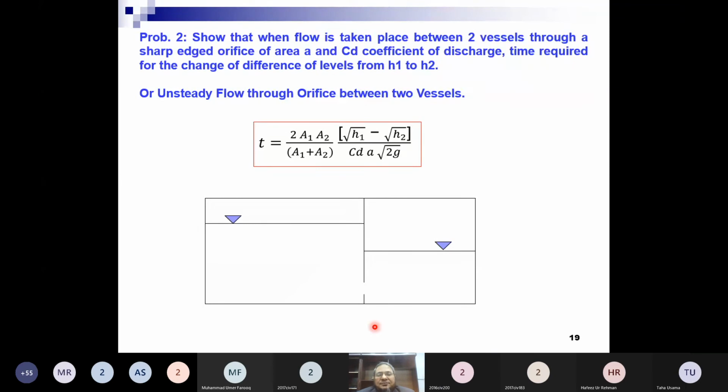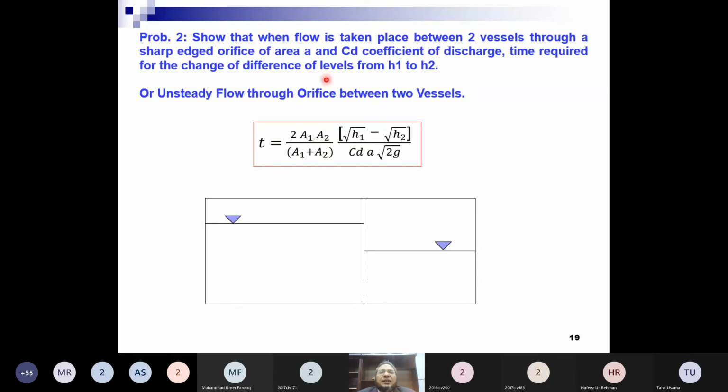Solve one more numerical. It is not numerical, it's a derivation. Instead of pipeline between two tanks, if both tanks are connected with an orifice, I mean, this is just a vertical wall having an opening here. Then water goes from the higher water level tank to the lower water level tank. And this flow through the orifice would be steady or unsteady? Unsteady. Now what is our problem 2?